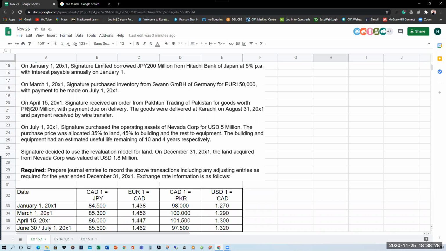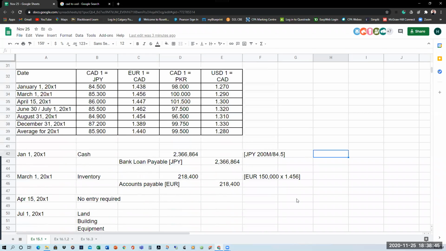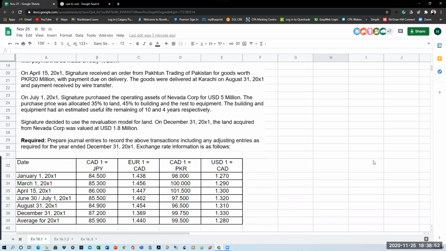So coming back to that April 15th, because it doesn't appear that the performance obligation, the risks and rewards of the goods, are transferring until the goods are delivered, you will not record any entry whatsoever on April 15th. You'll wait for August 31st.